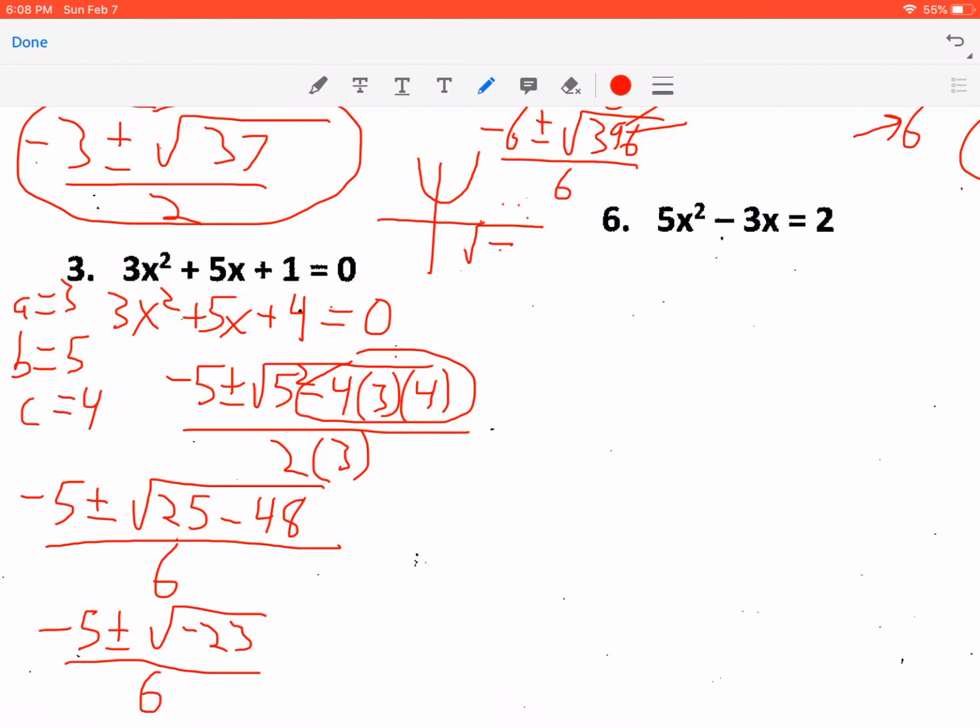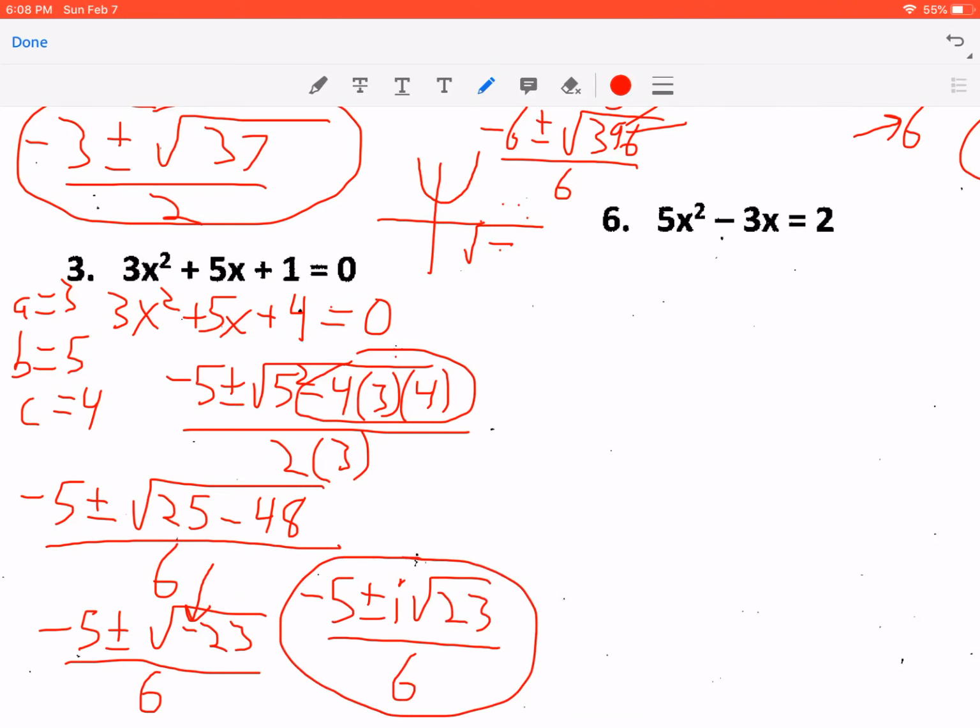How do we get rid of a negative inside here? Just put an i on the outside. So my answer is negative 5 plus or minus i radical 23 divided by 6. Now, unless we can break down the square root of 23, that's it. You can't break down the square root of 23. There's your answer. Just leave it like that.